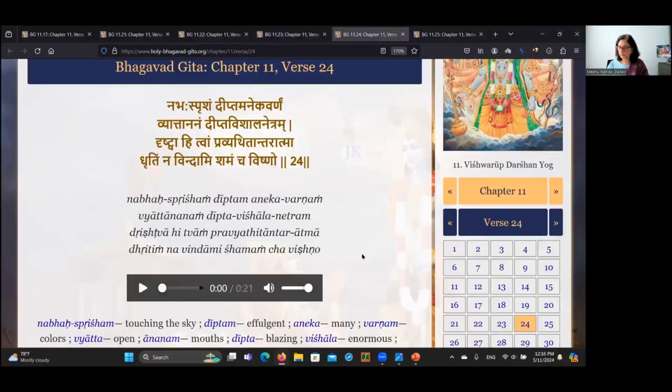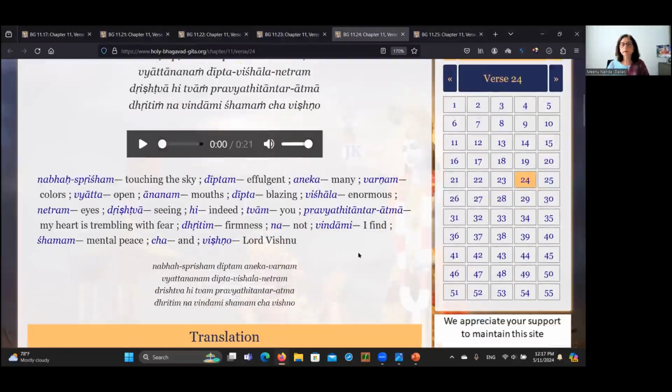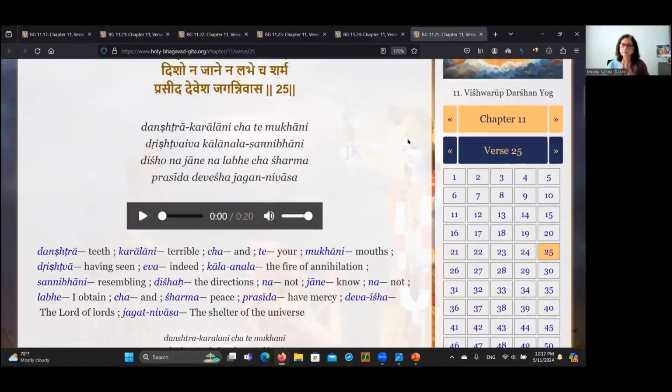Verse number 24, nabha sprisham. That form is huge and it is touching the sky. And verse 25, prasida. O Lord, have mercy on us. So over to you, Gagan.